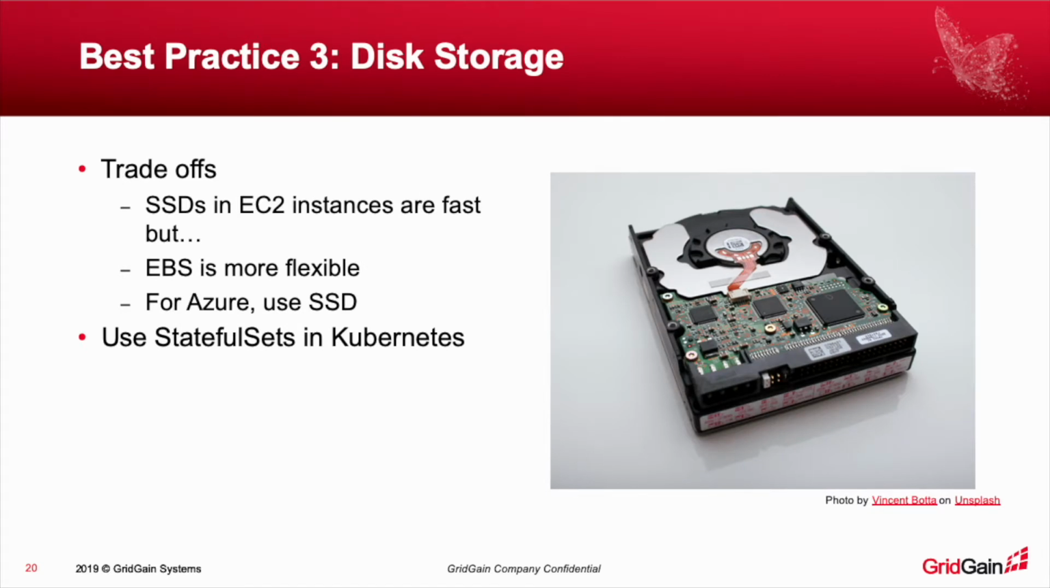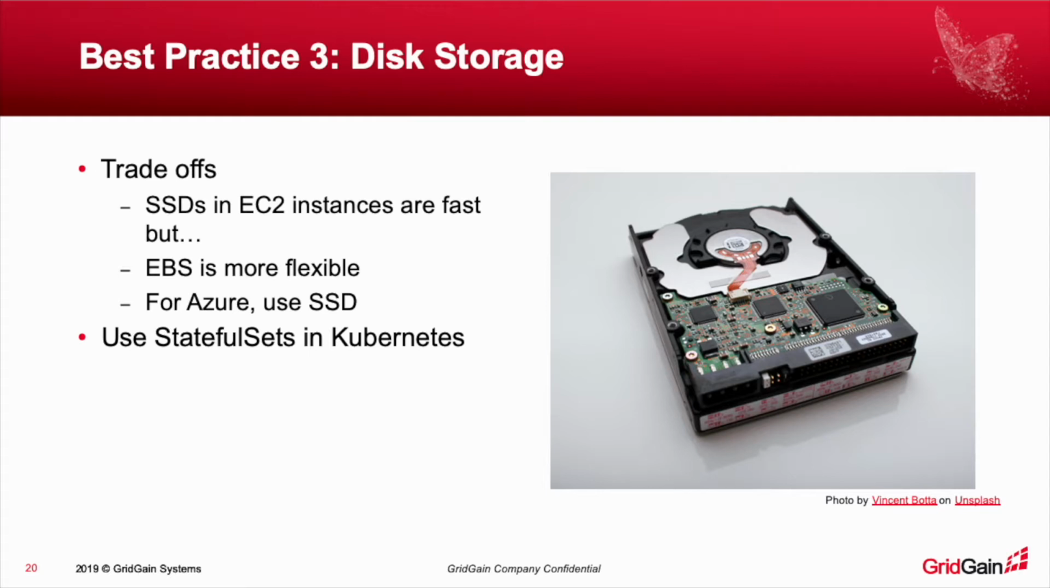GridGain also works as a database, so it can not only store things in memory, it can persist things to disk as well. So each of your nodes, if you have persistence, will probably want to have a disk in as well. Many of the same compromises we talked about in terms of memory. Because we're predominantly an in-memory system, you want your disks to be as fast as possible. So pick SSDs in preference to spinning disks. Again, a nice trade-off.